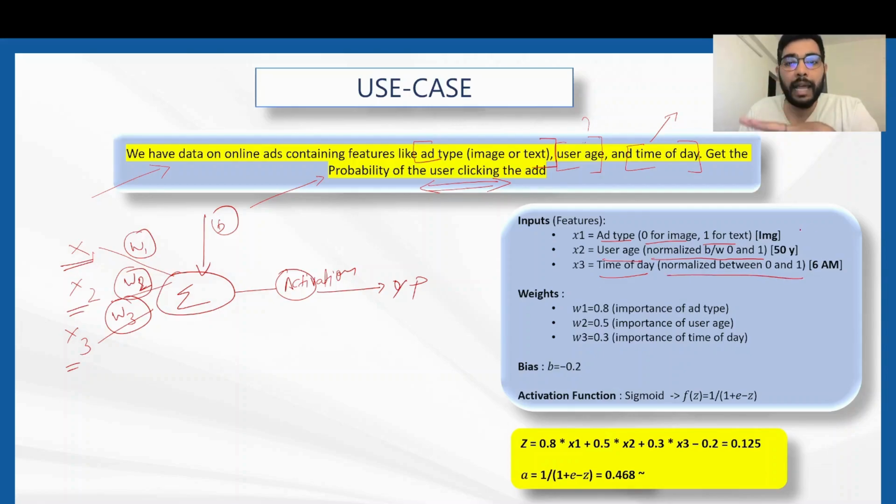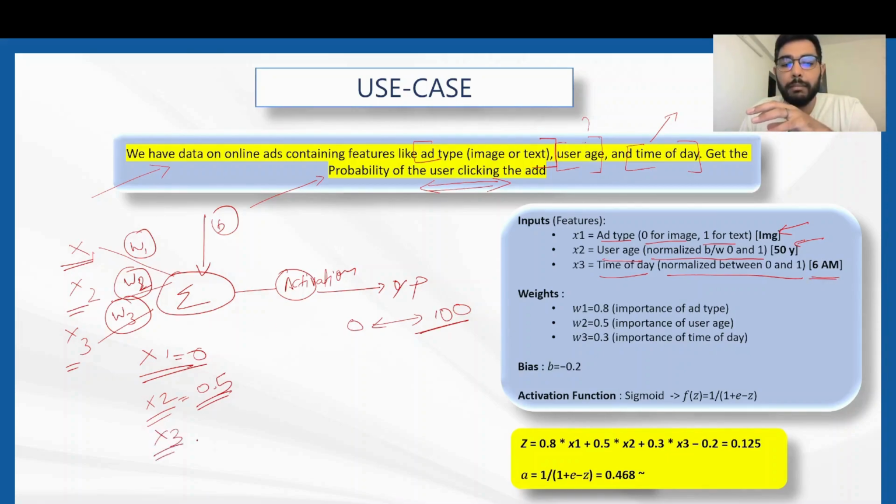Let's say that the ad type was image. So x1 essentially becomes 0 since it was an image. For x2, the user age, let's say the user age was 50 years and we have normalized the ages between 0 to 100, right? So 50 becomes 0.5 since it's a middle age. For x3, the time of the day, since it's 6 a.m., it will become 0.25. Why 0.25? We have 24 hours and 6 hours have passed by, so it is a quarter.